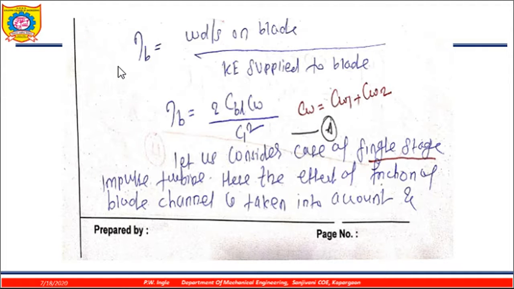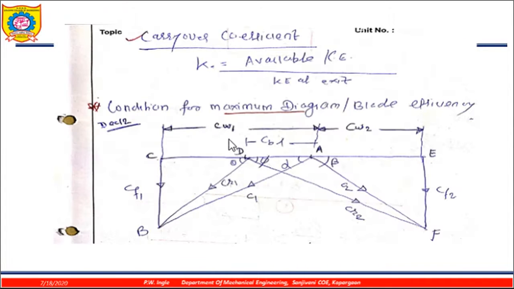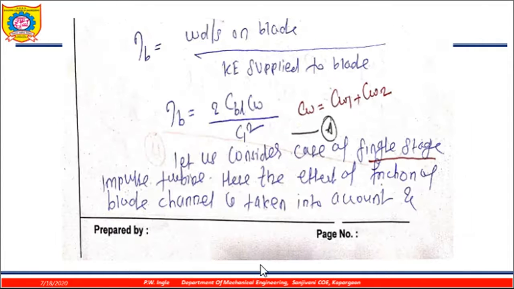First of all, what do we mean by blade efficiency? Blade efficiency is equal to work done per second on the blade upon kinetic energy supplied to the blade. So it is CBL into CW upon C1 square by 2. So you are getting blade efficiency equal to 2 CBL CW upon C1 square, where CW is nothing but CW1 plus CW2.